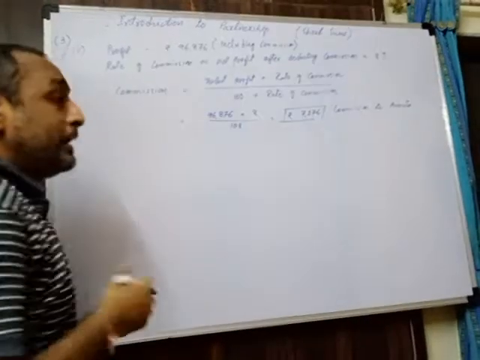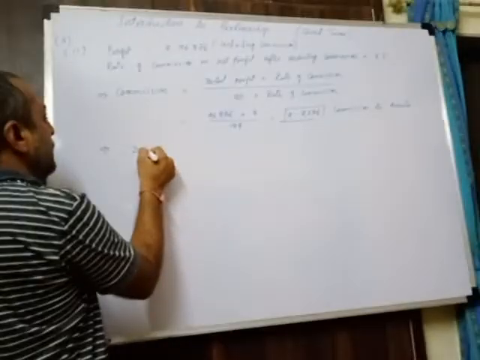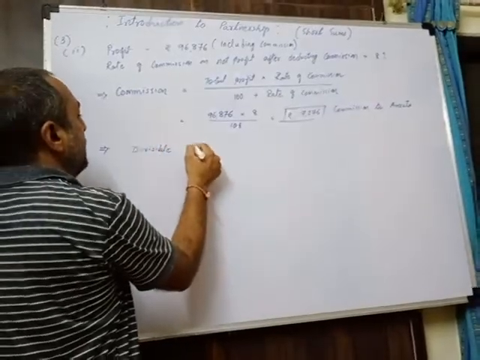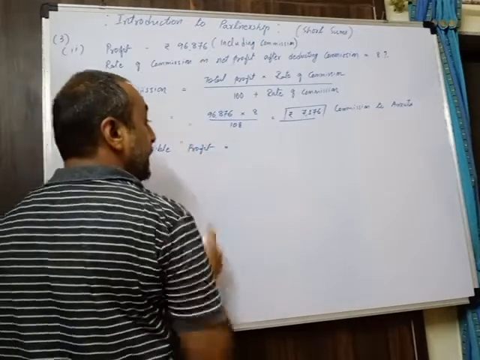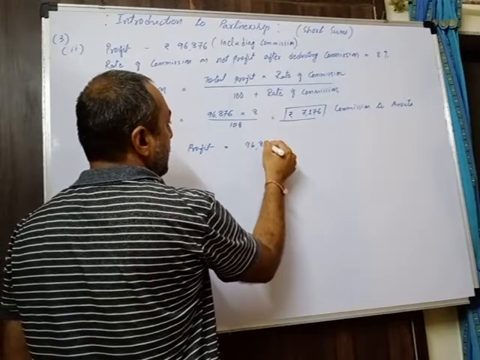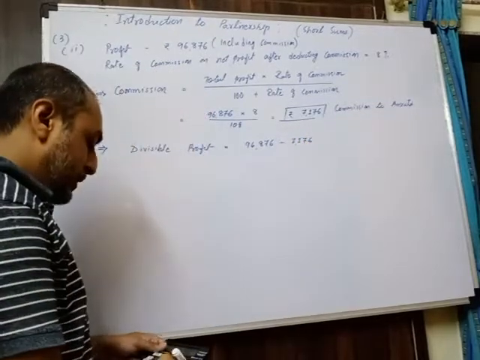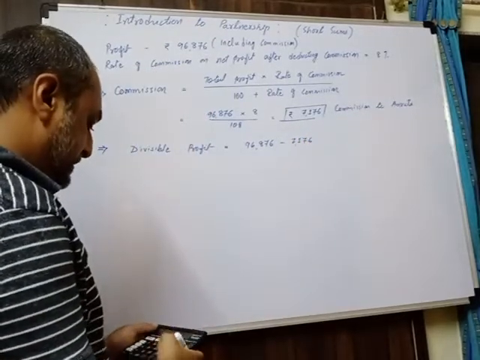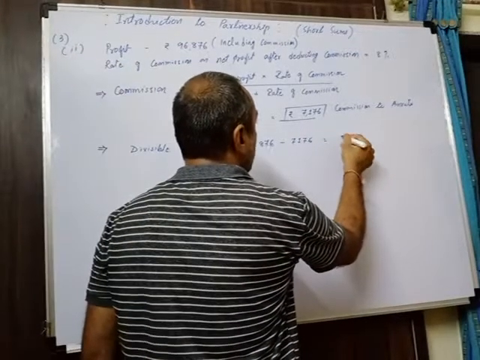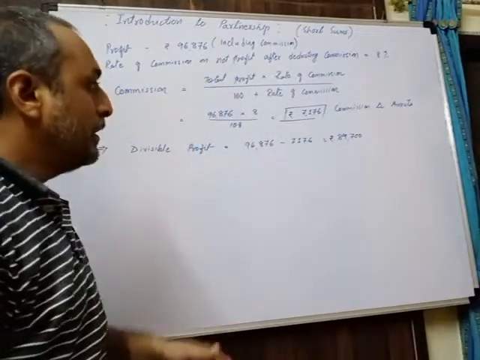Now she is one of the partners, right? So she is also able to get her share in profit. For that purpose, we'll calculate the divisible profit first. To find this divisible profit, from the total profit of 96,876 you have to deduct the commission payable to partner Amruta. That amount comes to rupees 89,700. This is your amount of divisible profit.